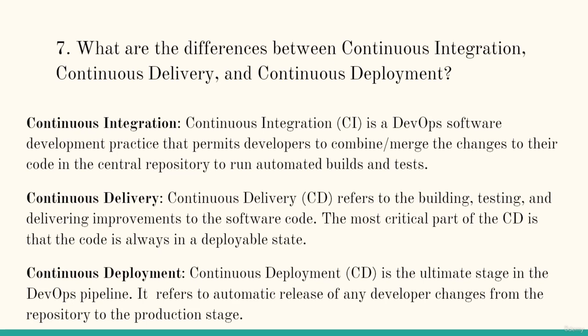Continuous deployment, CD, is the ultimate stage in the DevOps pipeline. It refers to the automated release of any developer changes from the repository to the production stage. So the difference between continuous delivery and continuous deployment is that in deployment everything is automated, but in delivery, some steps or stages can be manual.